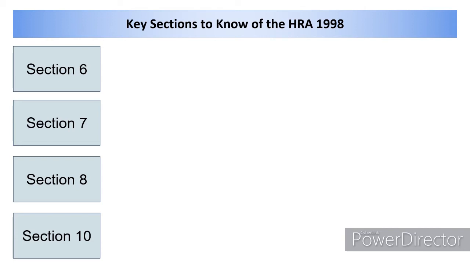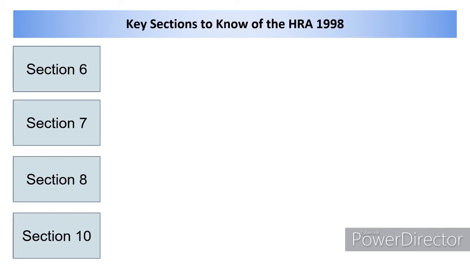Section 6 and 7 are the most important ones for you to know. So if you don't remember any other human rights sections for your exam, then Section 6 and 7, that's fine, okay? These are the two you really need to know.